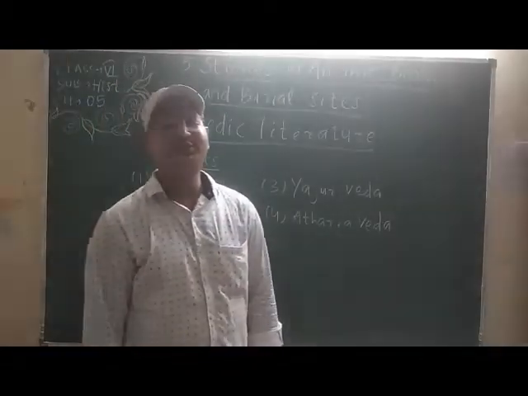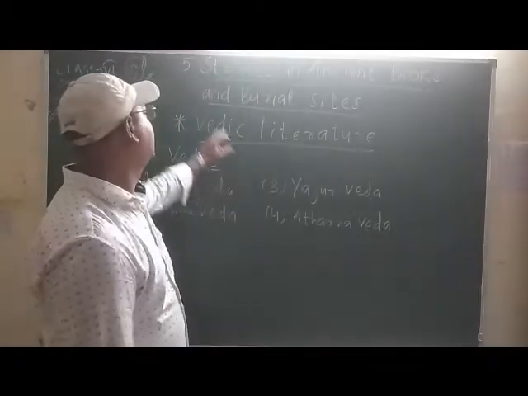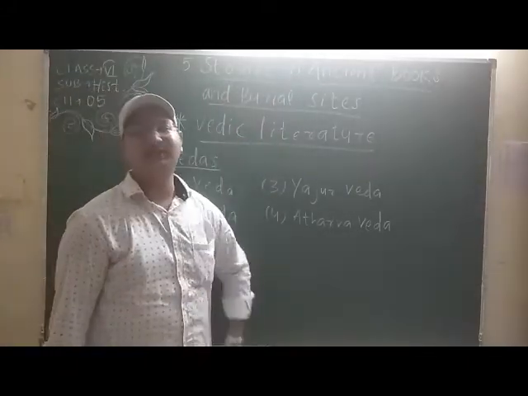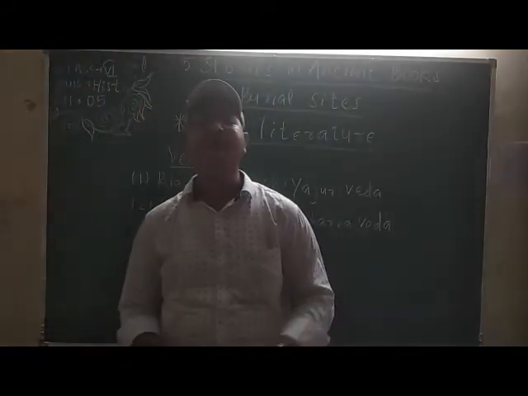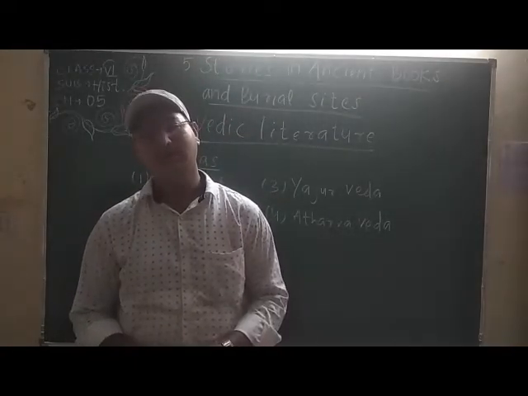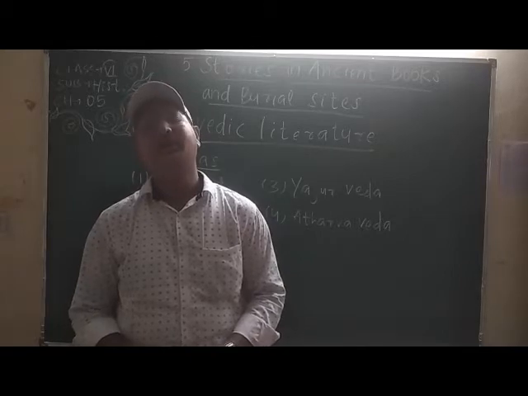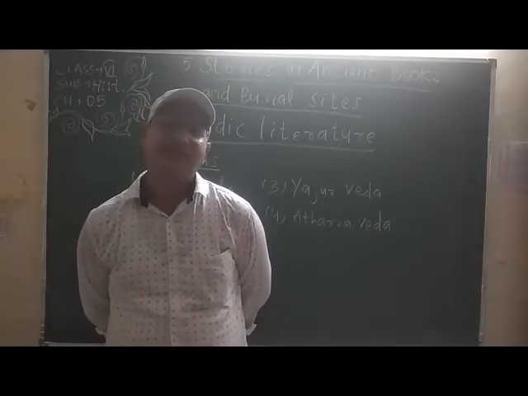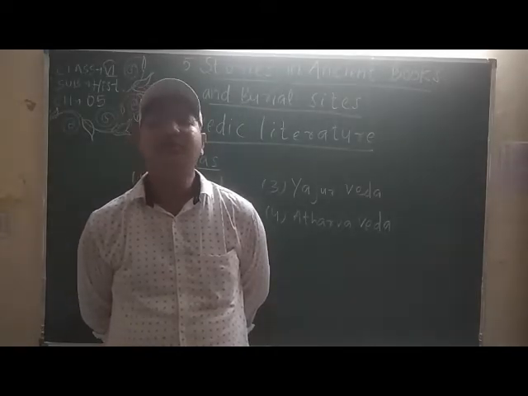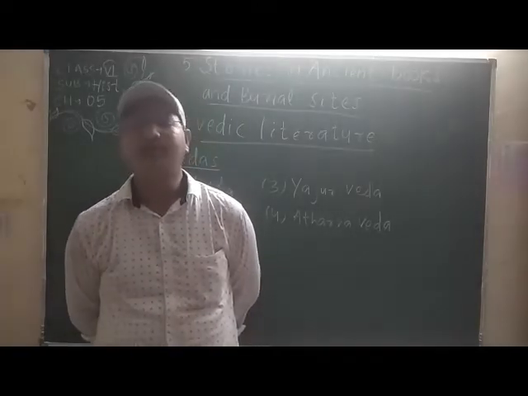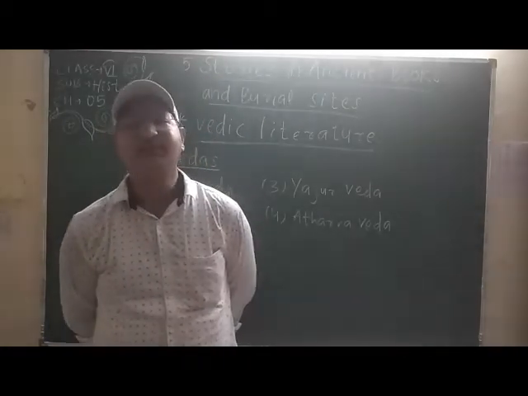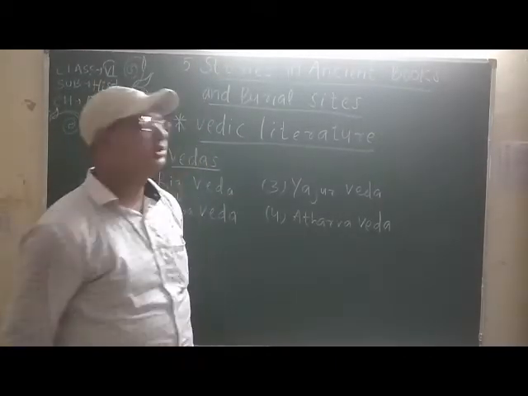The section 1 is history, and the name of the chapter, students, is chapter number 5, stories in ancient books and burial sites. Students, before this, we have already studied chapters like when, where and how, early humans, early farmers, then the first cities. These were the chapters which we have studied before. Then we will study a new chapter today, that is the stories in ancient books and burial sites.